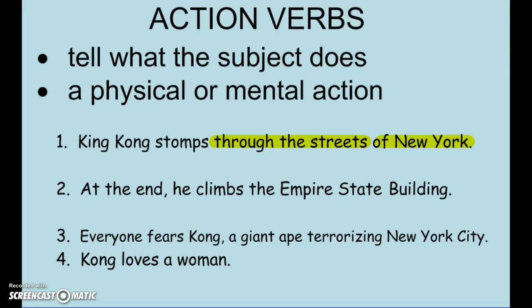And I got rid of those phrases so it would be a lot easier to find the subject and the verb. King Kong is the subject. He's telling what this sentence is about. And the verb is what King Kong is doing. He stomps. And I know that's an action verb because it's a physical action that I can see. And so we went through and we did these examples together.